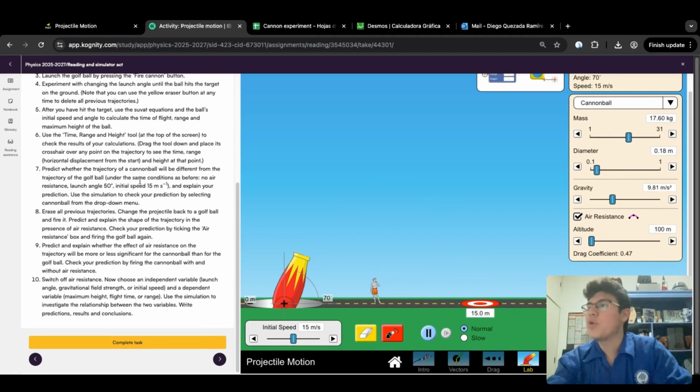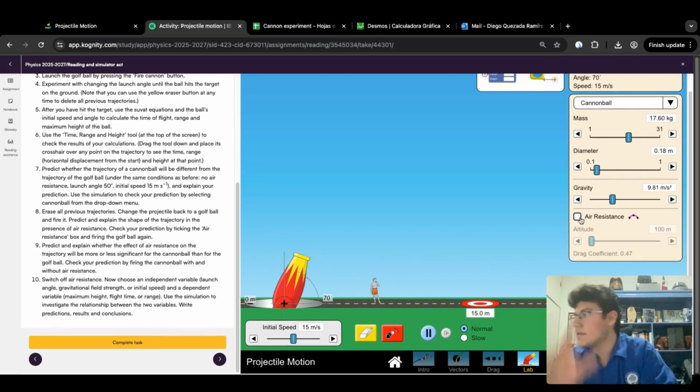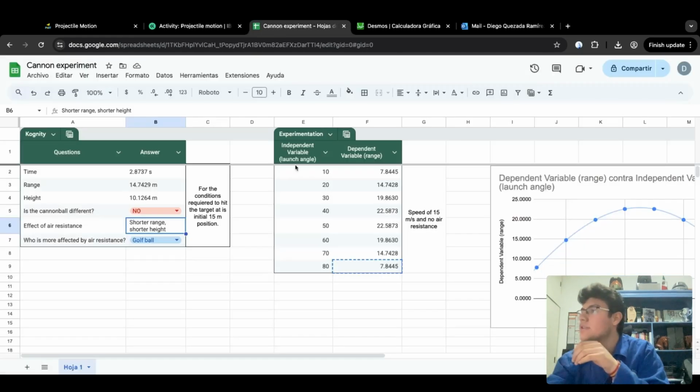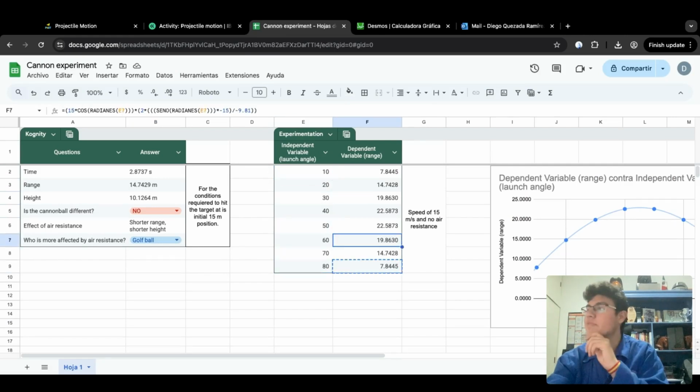Now that we've completed points 6, 7, and 8, it's time to move on with 9. Oh, we already did 9, sorry. We did the prediction of the cannonball with and without air resistance. Switching that off, we need to start experimenting with an independent variable and a dependent variable to see how everything changes depending on what we decide to modify. As you can see in the next table, I wrote angles from 10 to 80, and I performed the calculations for the range with the formulas you can see right here on the top.